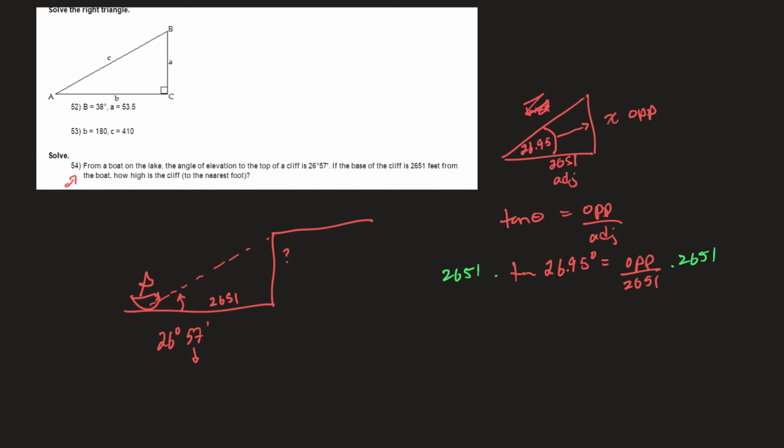Okay, so 2651 times the tangent of 26.95, good, 1347. So that opposite side, the cliff, is 1,347.84. Well, they want the nearest foot, 1348 feet. That's how high the cliff is.